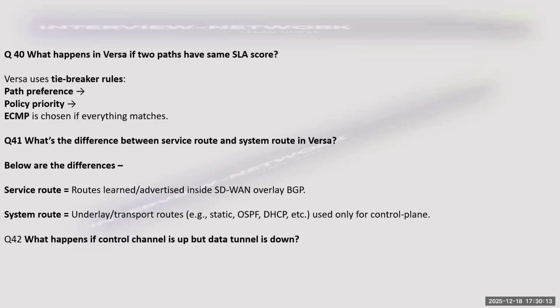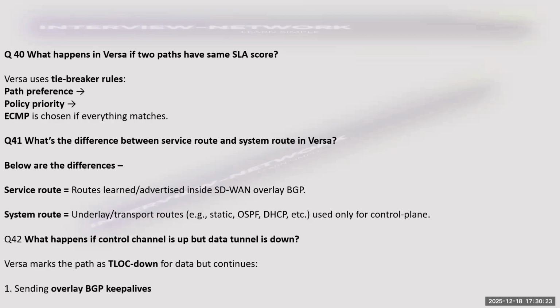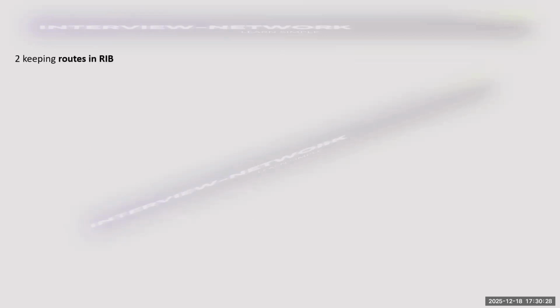What happens if control channel is up but data tunnel is down? Versa marks the path as TLOC down for data, but continues sending overlay BGP keepalives, keeping routes in the routing table. But traffic is steered to other available TLOCs. So that means there's no loss to your current traffic. If you have an MPLS and an internet link, and one of the links goes down, then your traffic will be moved to the internet link with the available information that we have in the routing table.